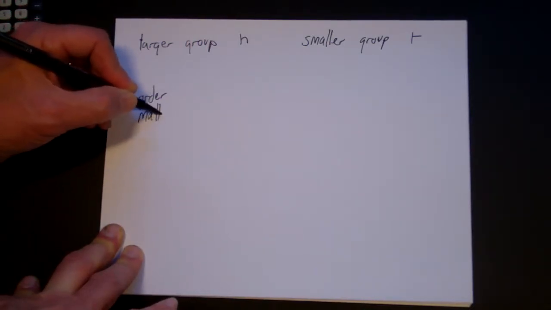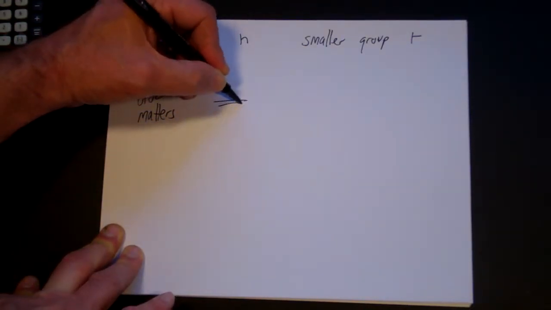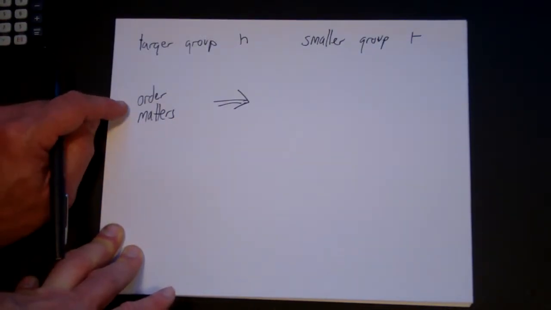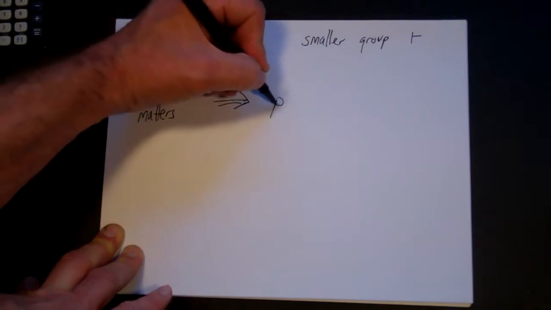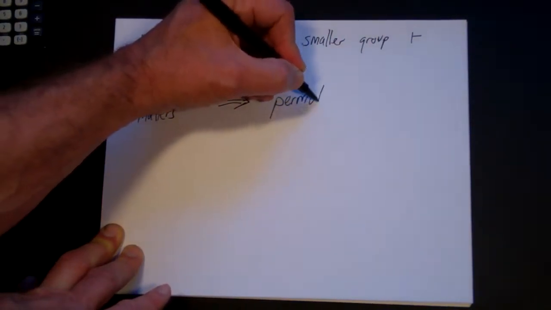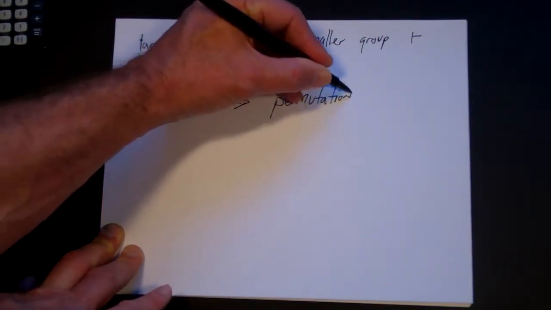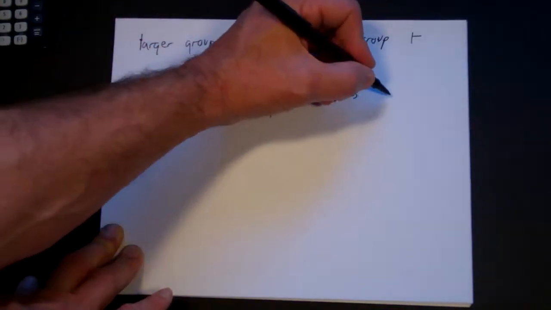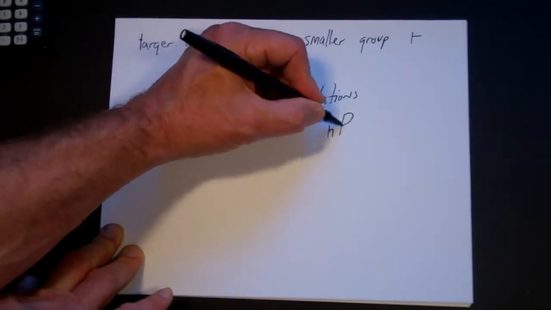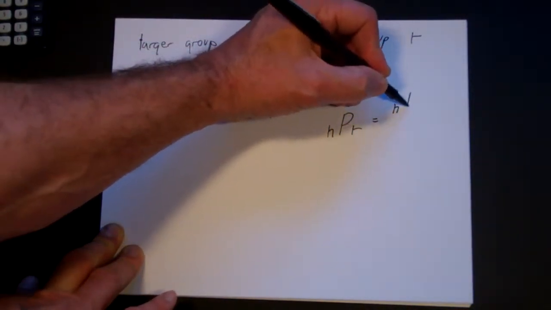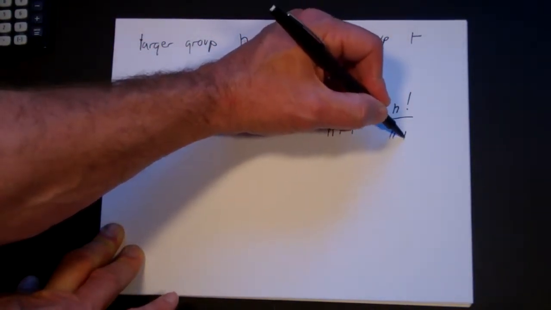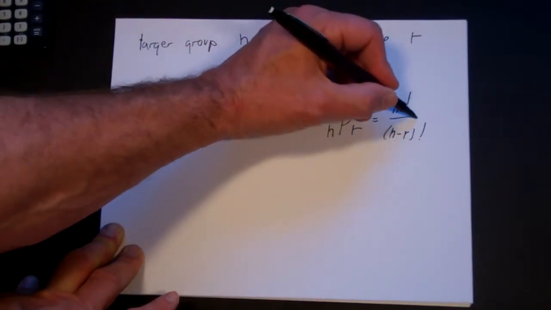If order matters, then the number of ways that we can choose this is going to be defined by permutations. And the formula is going to be NPR, and NPR is just n factorial over n minus r factorial.